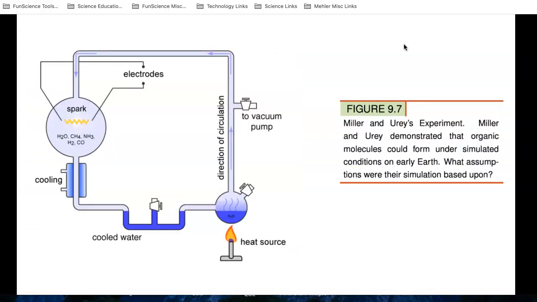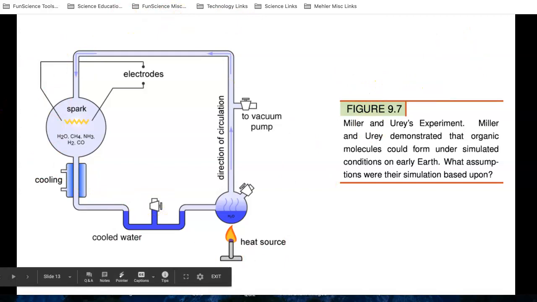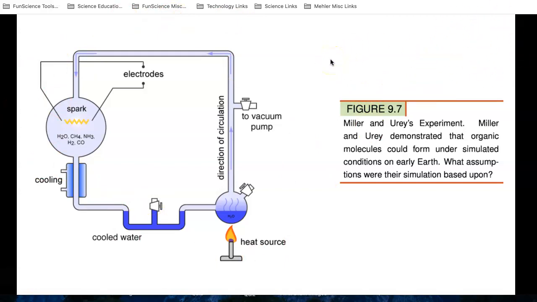There was a famous experiment done by two scientists, Miller and Urey, that said, hey, what if we tried to simulate what the ancient Earth was like? So this is the setup for Miller and Urey's experiment. Up here in the upper right, I'm going to have the letter I, where you can click out to an animation that does a wonderful job of explaining it, and I'd like you to watch it. Miller and Urey demonstrated that organic molecules could form under simulated conditions.